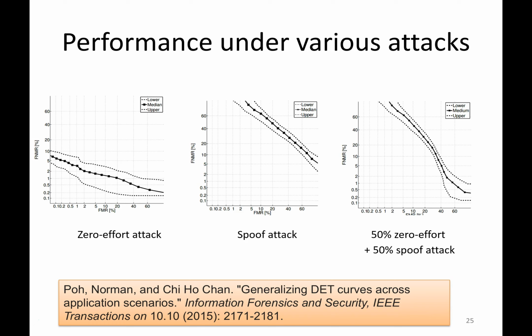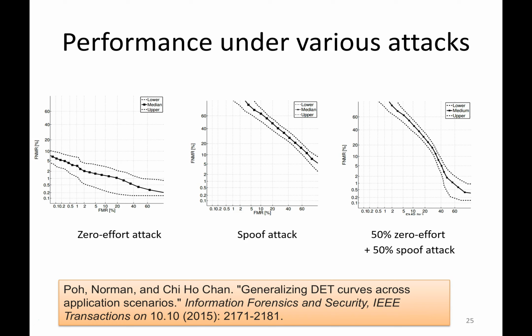It's almost unacceptable. But in real life, we don't have just zero effort attack. You can expect some of the spoof attack, but that could be only 1 or 2%. And here what I'm trying to do is to simulate that there are actually 50% of the spoof attack, and you can see the curve is actually unacceptable.